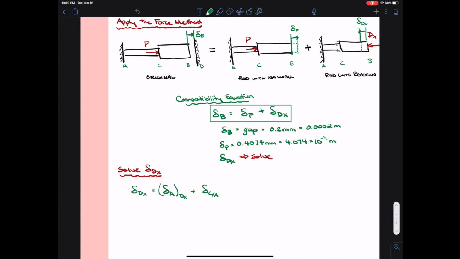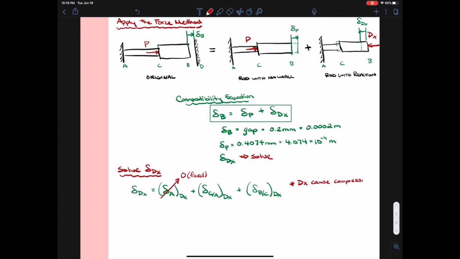I'll write my kinematics condition for delta dx. Delta dx is going to be, once again, the total sum of the deflections across the entire rod. So that'll be delta A due to the load dx, plus delta C relative to A due to the load dx, plus delta B relative to C due to the load dx. Delta A is 0 because it's a fixed end. And so now I just have to account for what's happening on rods AC and CB.